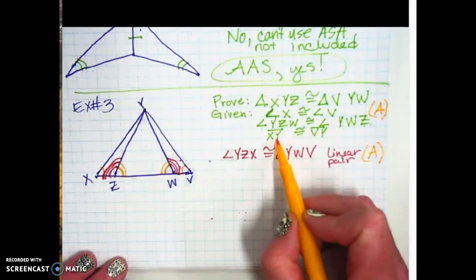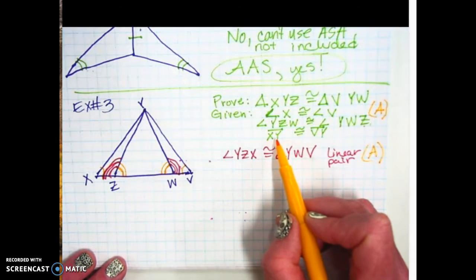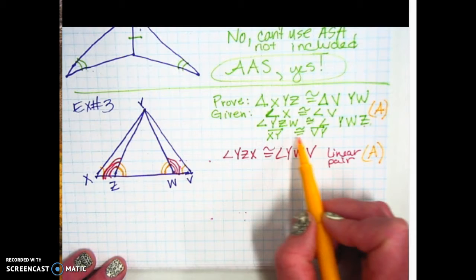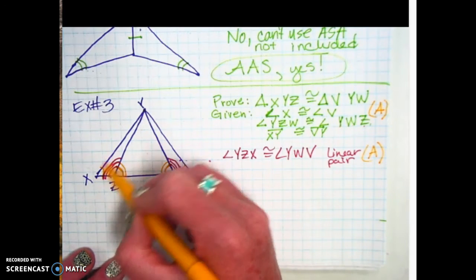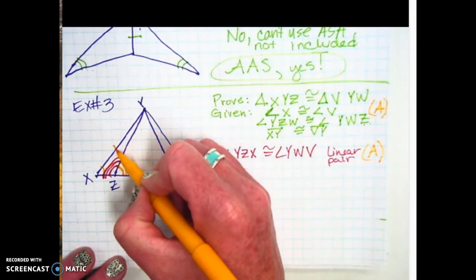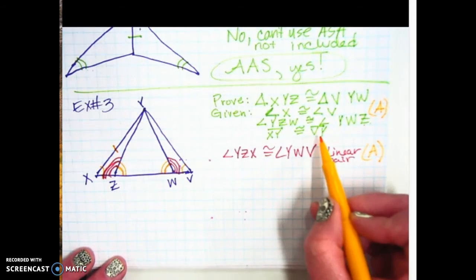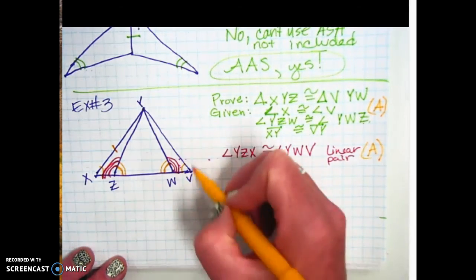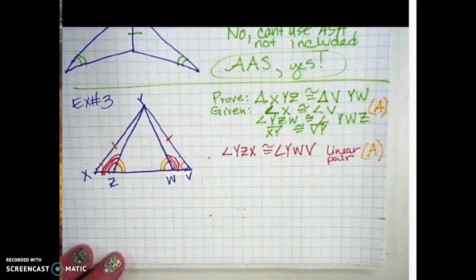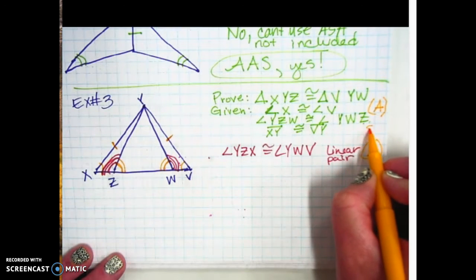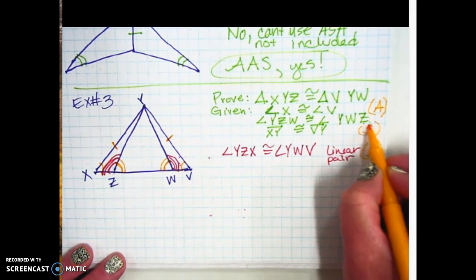Now let's take that third statement. The third statement says that XY is congruent to VY. So XY is over here, and I'm going to put a single tick mark. And VY, here's V, here's Y. That's this side right here, and I'm going to put a single tick mark. Is that an angle or a side? Side. So over to the right, I'm going to put an S.